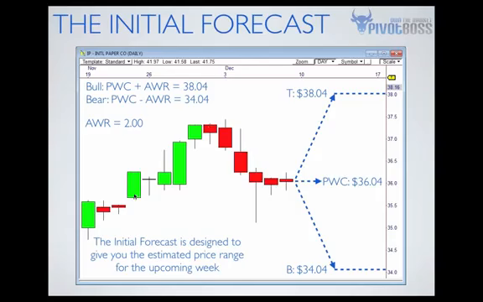1.75 points. So this one's 1.75, this is 2.25, that averages out to 2. You can see how average weekly range works. Now, to get the initial forecast, here's Friday's price activity.